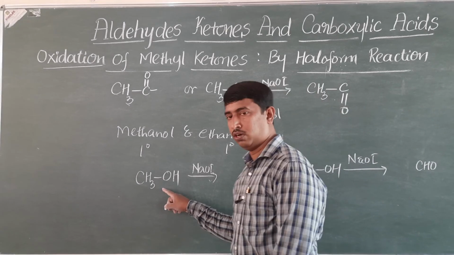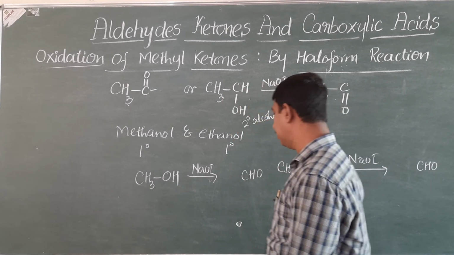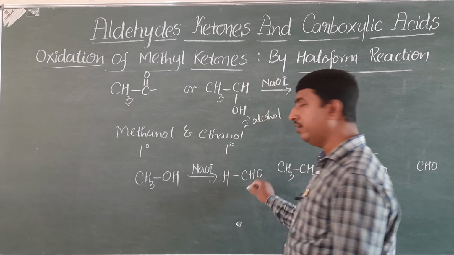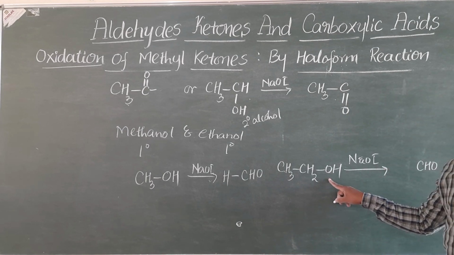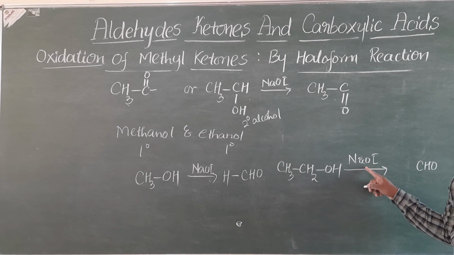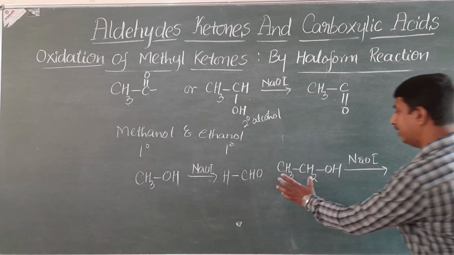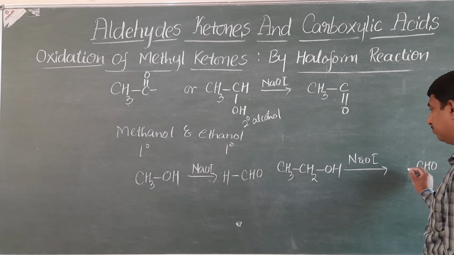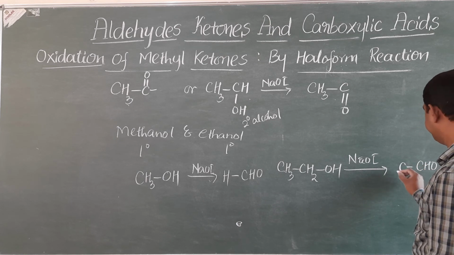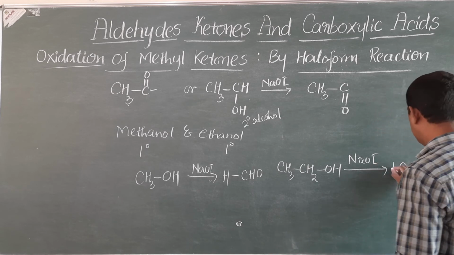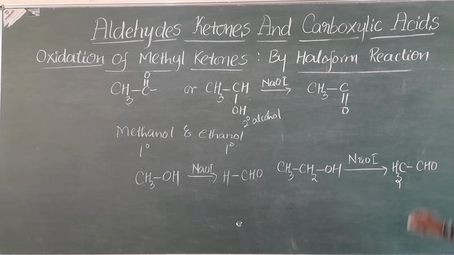Now this is methyl alcohol, which contains only one carbon atom. So we will get an aldehyde containing one carbon, that is HCHO, formaldehyde. Whereas ethyl alcohol or ethanol, in the presence of the oxidizing agent, forms an aldehyde containing two carbon atoms, that is CH3CHO. CH3CHO can be written like this. Correct.